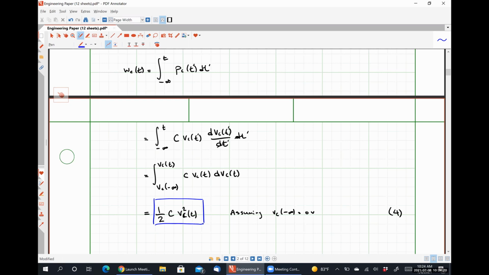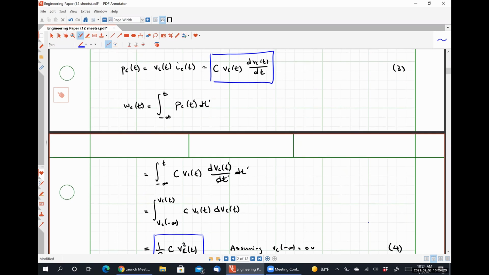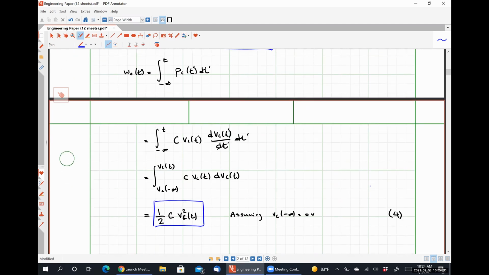So I've related the power in the capacitor to the voltage present across the capacitor. Similarly, I've now related the energy stored by a capacitor to the voltage drop across the capacitor. So when we're dealing with capacitors, the voltage present across the capacitor is the most important piece of information for us to know. If we know how the voltage is behaving, we know everything about the capacitor.